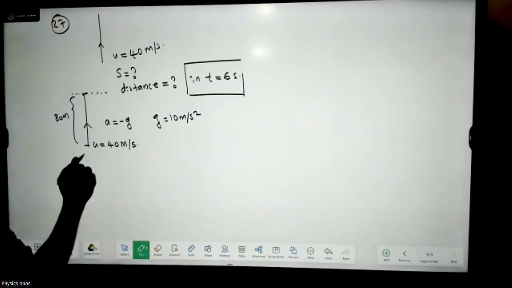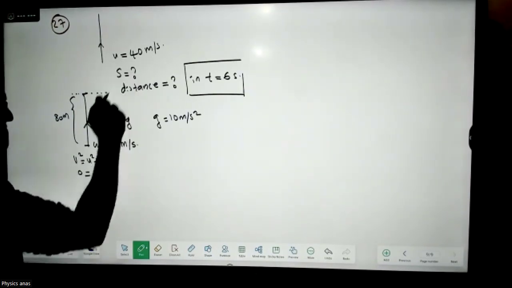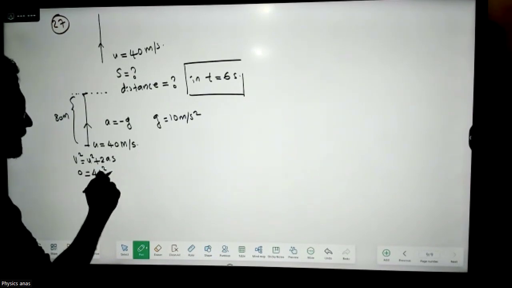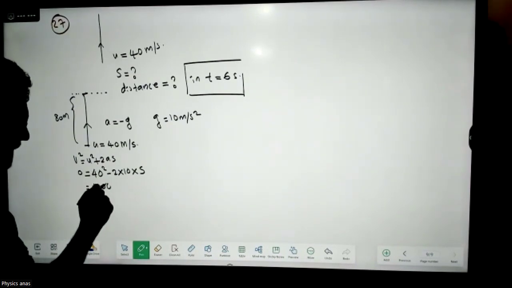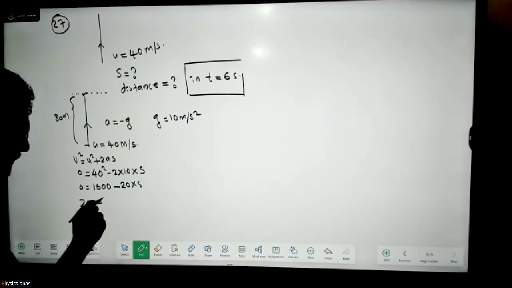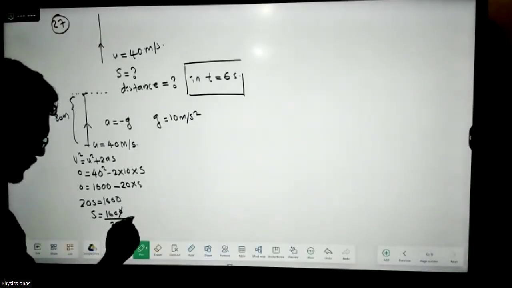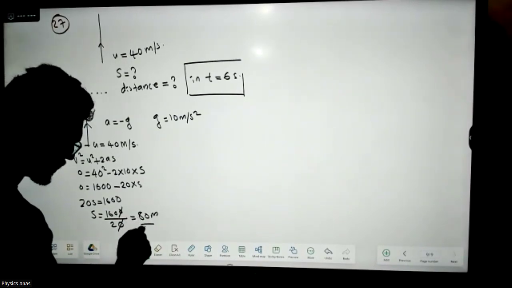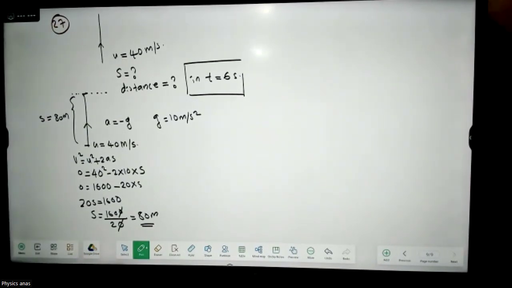Let me see. V square is equal to u square plus 2as, and that's 0. So 40 square minus 2 into 10 into s. Then 1600 minus 20 into s, that's 0. 20s is equal to 1600 and s is equal to 1600 divided by 20, right? So it is gone. 160 divided by 2 will be 80 meter. So s is 80 meter.